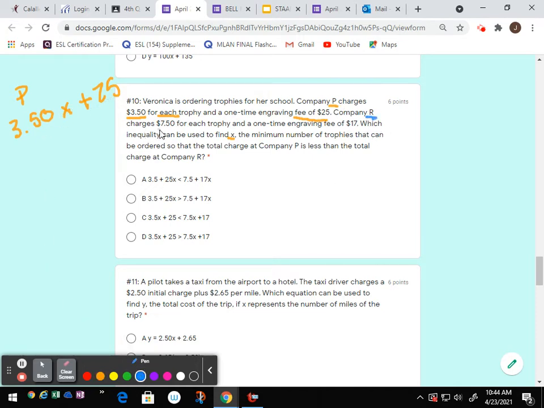Company R charges $7.50 for each trophy, so R will have $7.50 per trophy, with the one-time engraving fee of $17. So you have to pay $17, so plus 17 for the one-time fee. Which inequality can be used to find x, the minimum number of trophies that can be ordered, so that the total charge at company P is less than the total charge at company R. So we want to know when P is less than R.